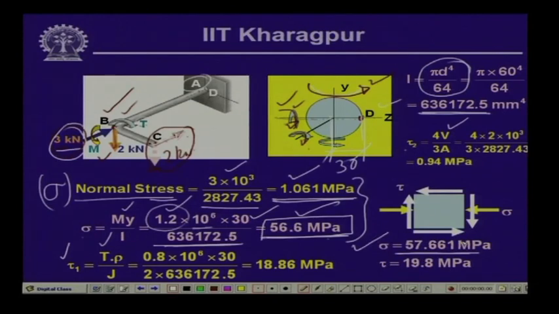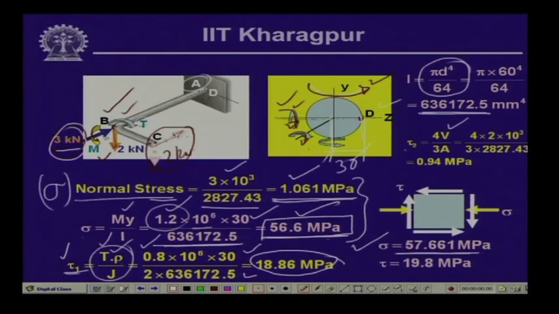Now, we have the shearing stress tau which is arising from the twisting moment T. The twisting moment T is equal to 2 into 0.4 meter, which is equal to 0.8 kilonewton meter, and rho is again the distance which is 30, and J is twice the I. So, we get the stress as 18.86 megapascal. That is the shearing stress which is arising from the twisting moment.